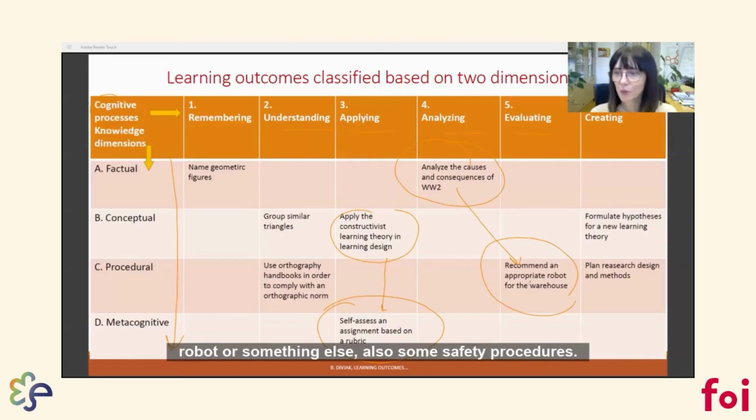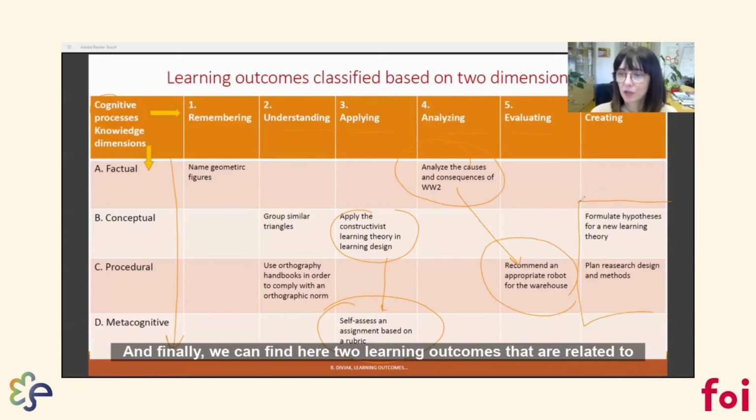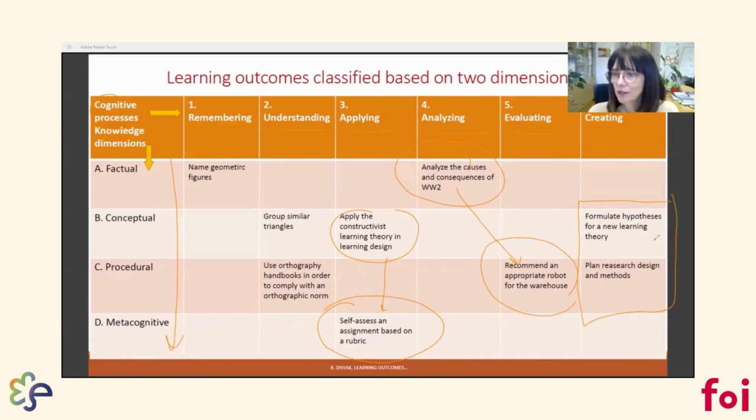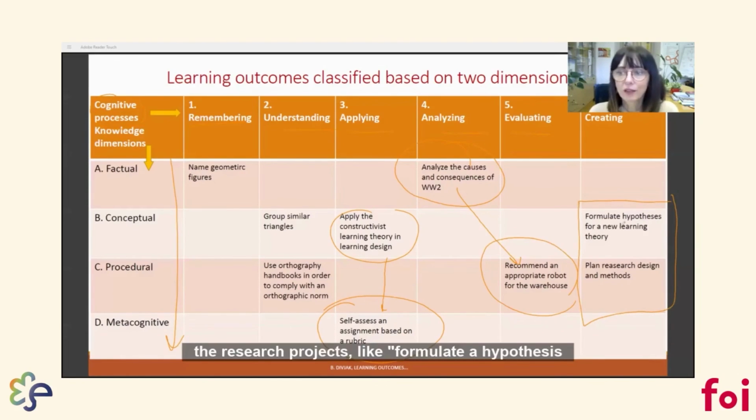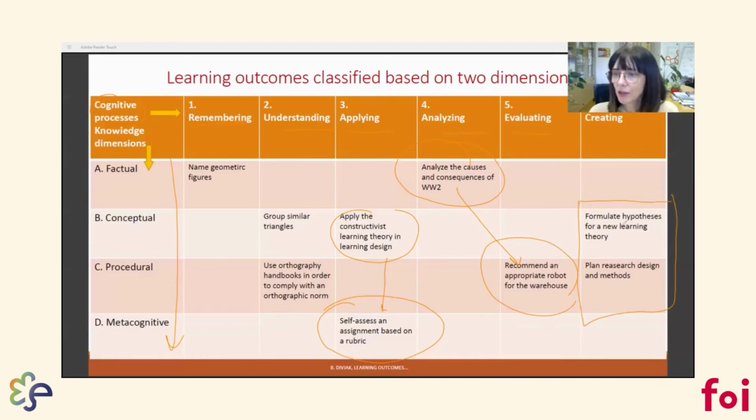Also some safety procedures. And finally, we can find here two learning outcomes that are related to the research project, like formulate a hypothesis for a learning theory or some other theory, and plan research design and methods. So it's rather a complex one.